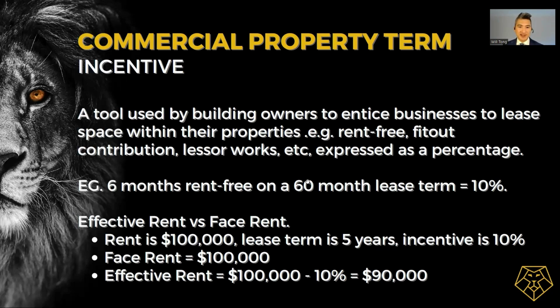As an example, let's say the rent agreed is $100,000 per annum, you've agreed to a 5-year lease term, and the incentive is 10%. Then the face rent is $100,000. But the effective rent will be $100,000 minus 10%, because you're giving away a 10% incentive. So the effective rent is $90,000. Again, when you're going through tenancy schedules and analyzing properties to buy, it's very important to distinguish between face and effective rent.